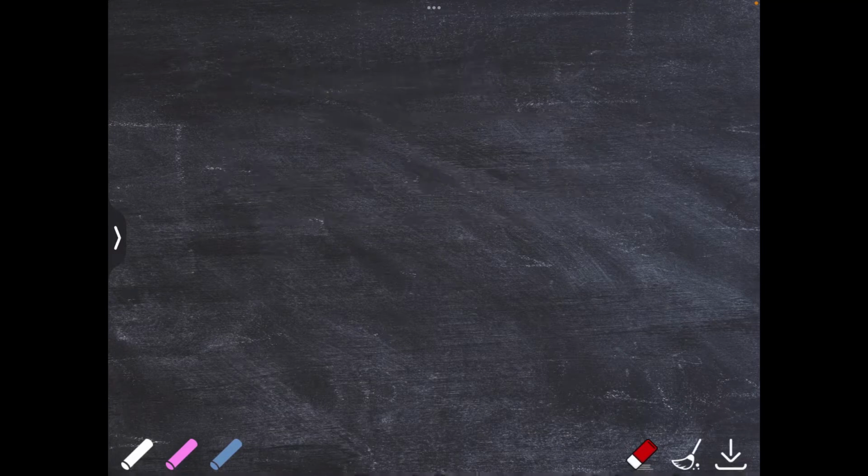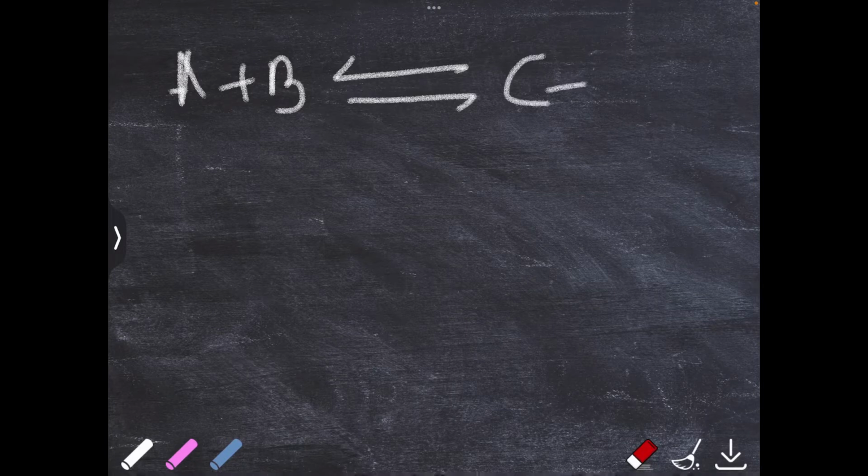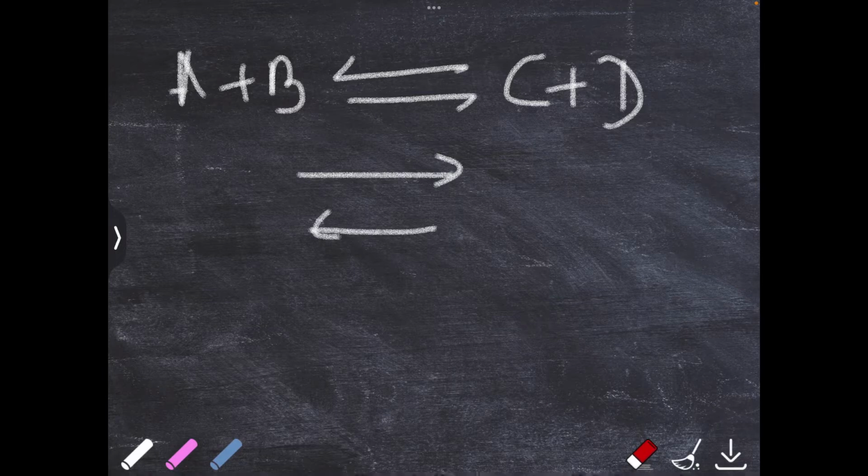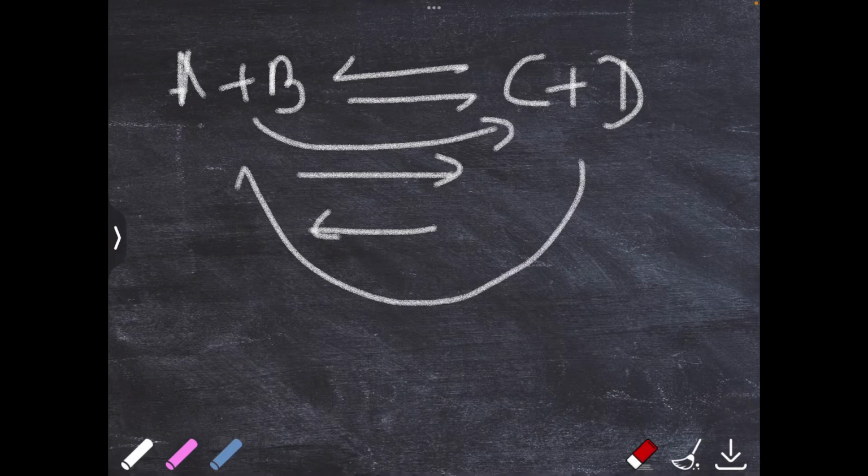Now the first thing is that chemical equilibrium can occur in a reaction which is reversible in nature. That is, the reaction proceeds in both directions, forward as well as backward. A plus B react to give you C plus D, and then once C plus D is formed, C plus D again react to give you A plus B.